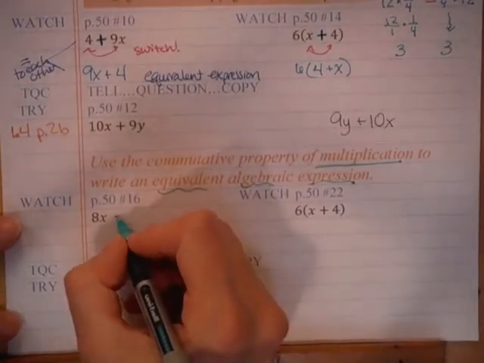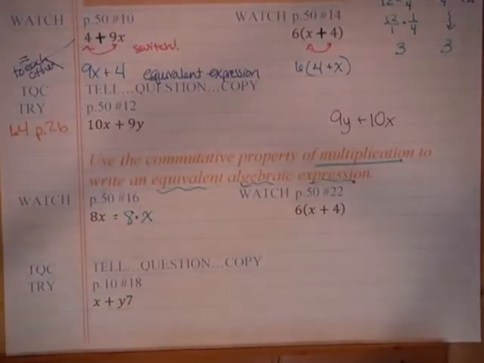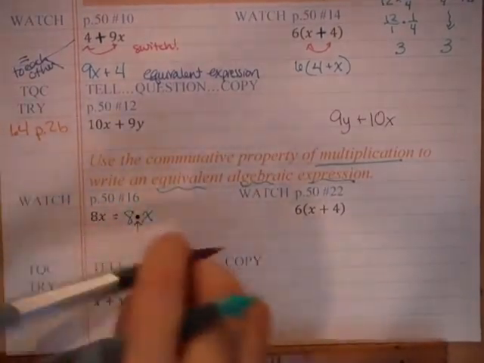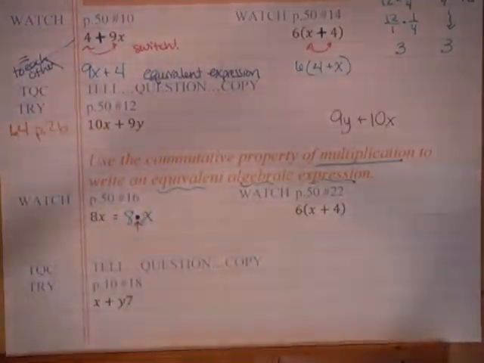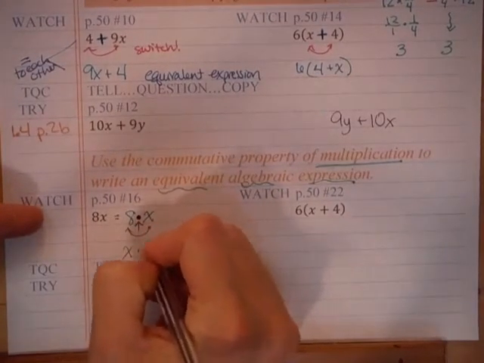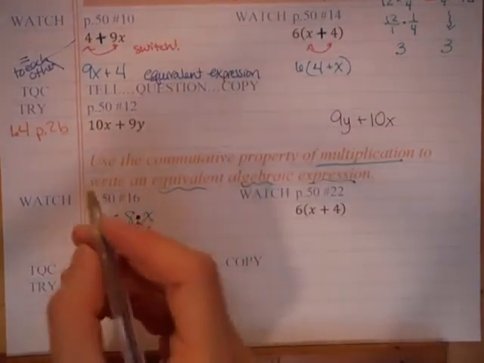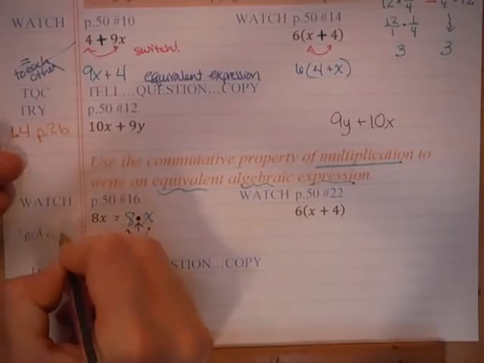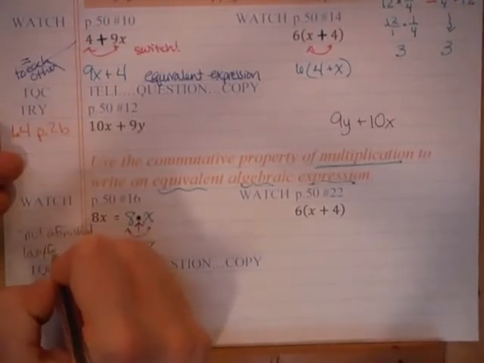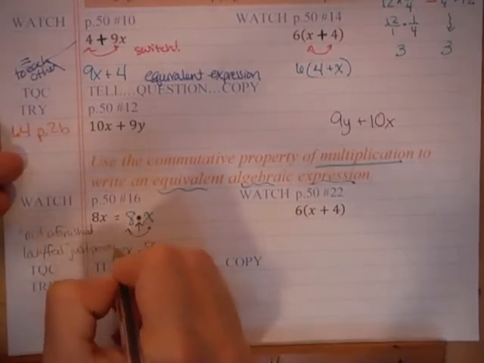So as we look at 8x, what that really means is it's 8 times x. There is our multiplication, and we're going to then switch around that. So it becomes x times 8. Normally we wouldn't write like x8 or anything like that. Again, this is not a finished look. This is just practice. It's just practice with the properties, okay?